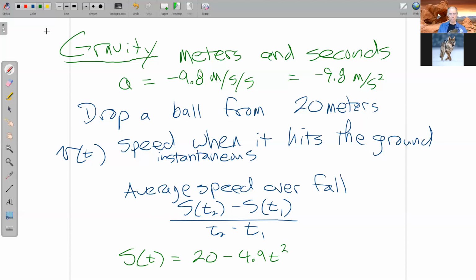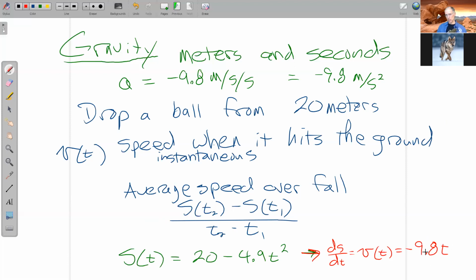Velocity function, based on that, just is the derivative. Let's change color, please. So if we look at the derivative of position over time, that is our velocity function. And so that would be the derivative of 20 is 0. The derivative of t squared is 2t. So I'm going to get negative 9.8 t.